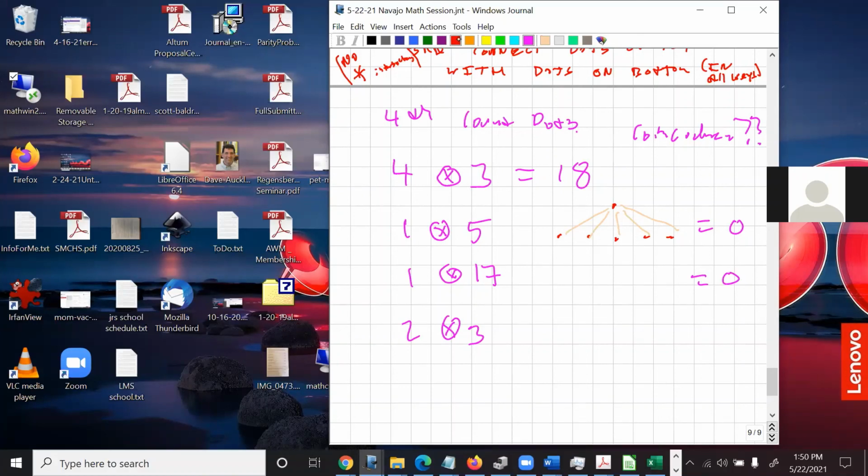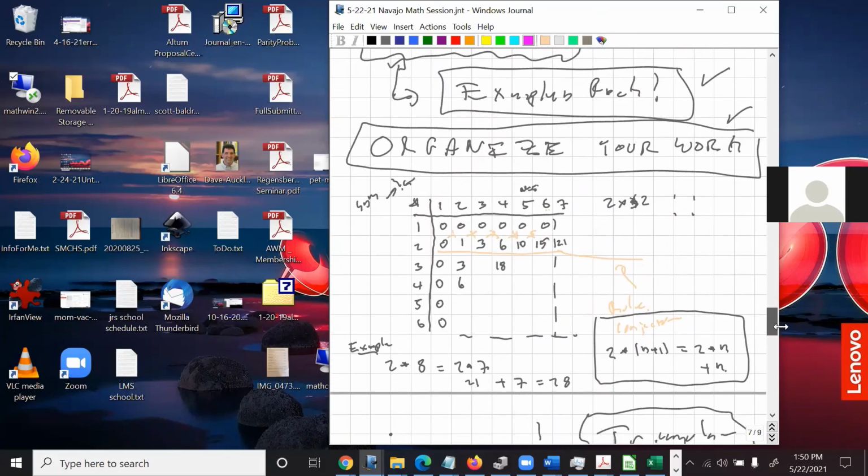Let's do 2 and 3. If we do 2 and 3, what was 2 circle 3? It's 3. It's 3. Curious?